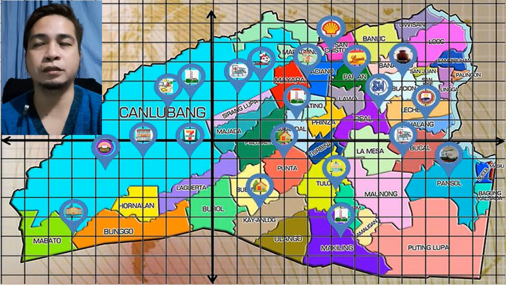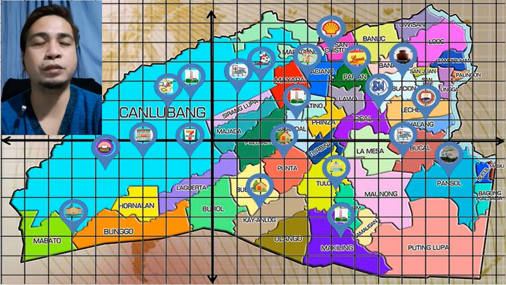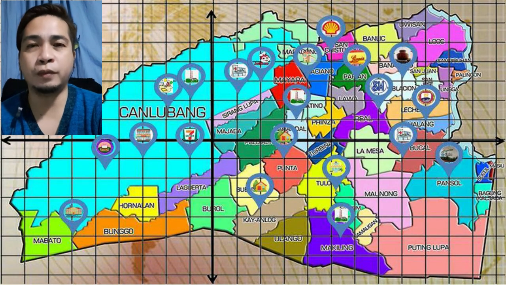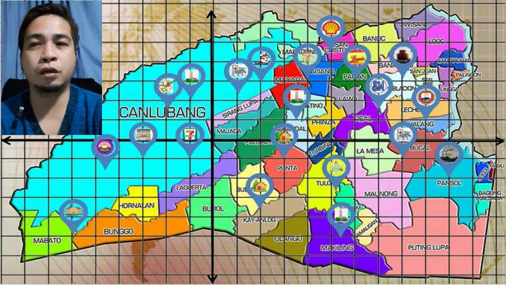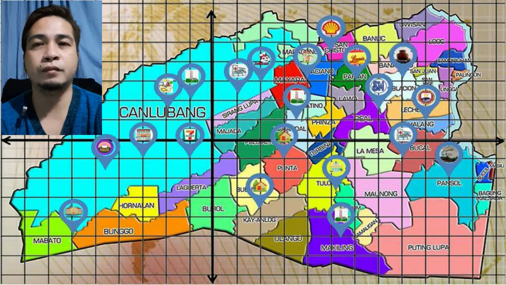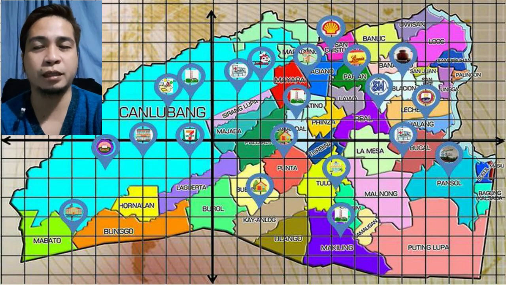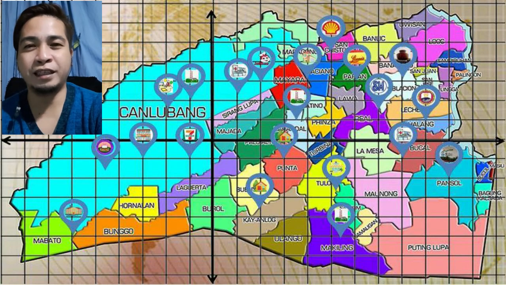For the instruction, solve the following problems by using the midpoint formula. Simple. So in each situation, you're going to use the midpoint formula to identify the location in Calamba. So here are the locations of each iconic place in Calamba. I hope you identify all the locations that are given in our situation.